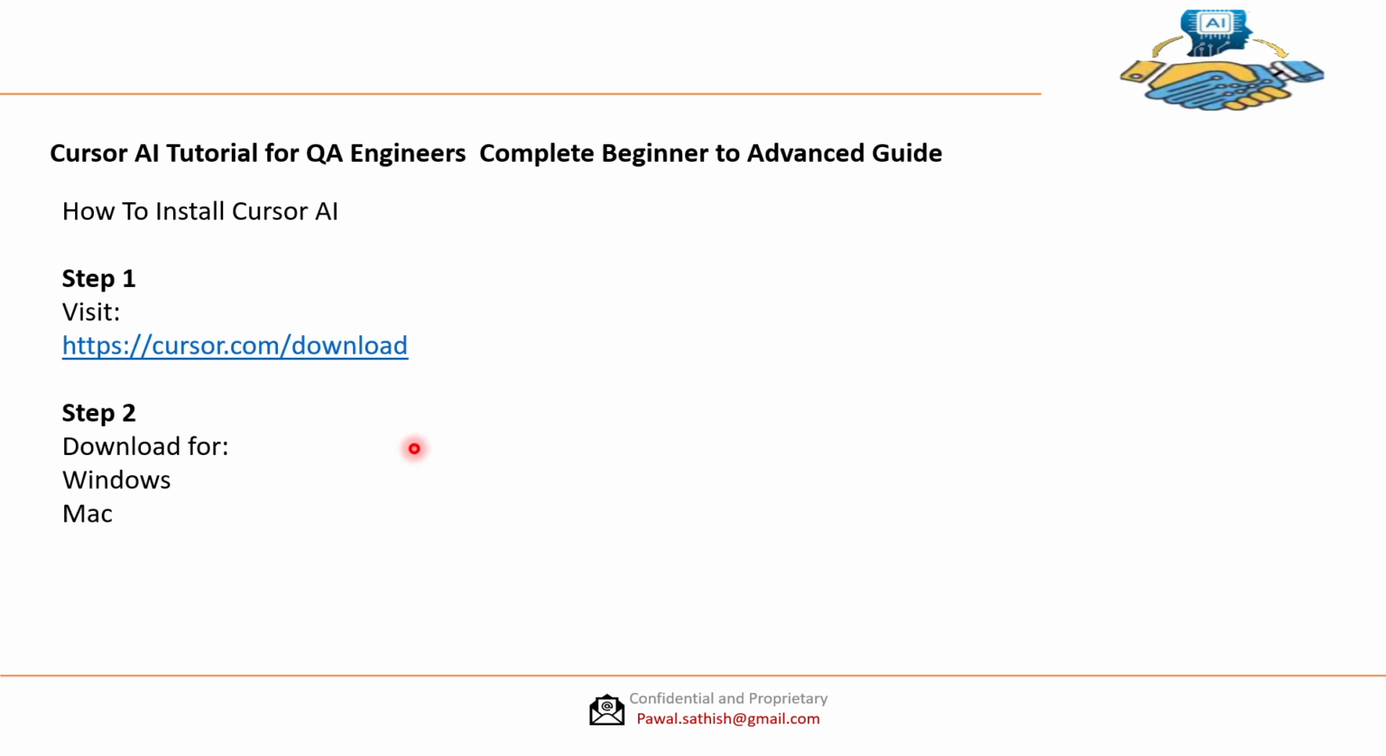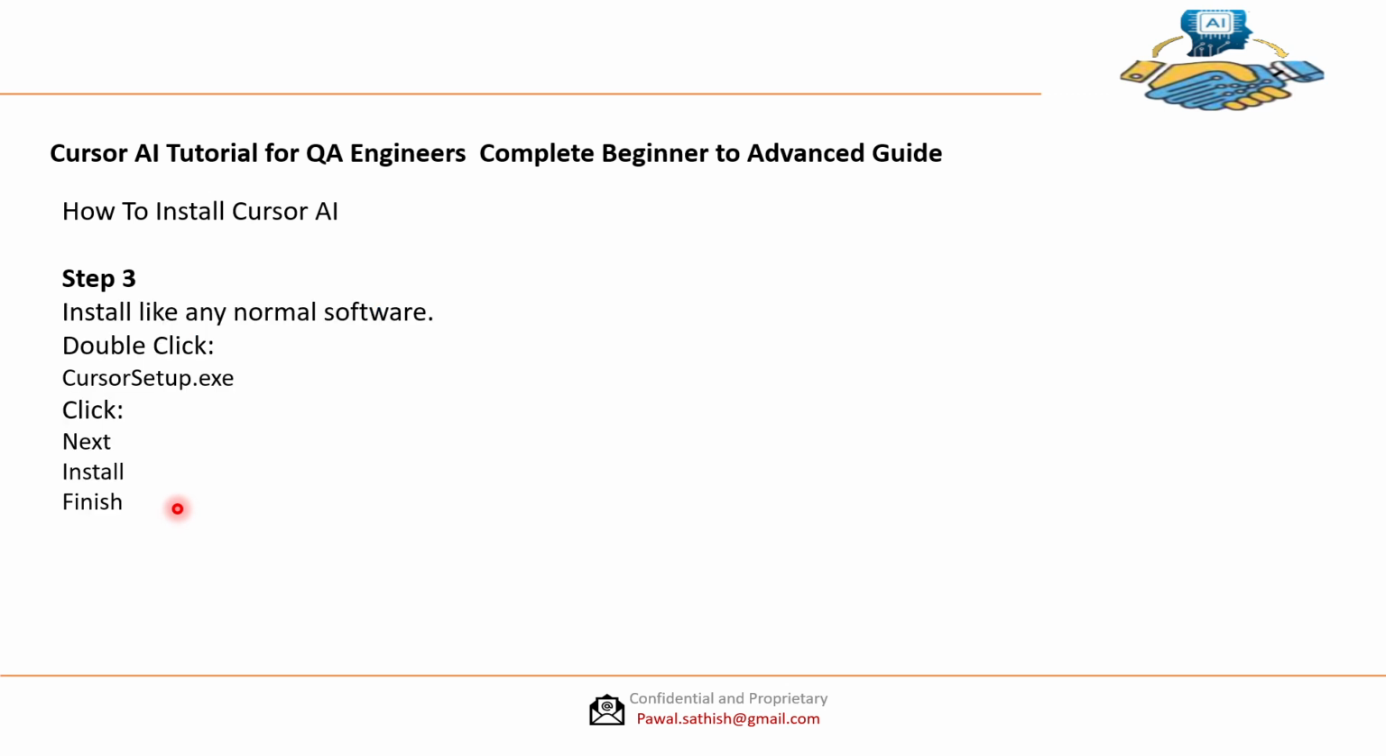If you want to install Cursor AI, first we need to download Cursor from cursor.com/download. We can use Cursor AI on Windows, Mac, or Linux, so accordingly we need to download it. Once downloaded, we install Cursor AI like normal software: double click on the Cursor setup.exe, click Next, Install, and then Finish.